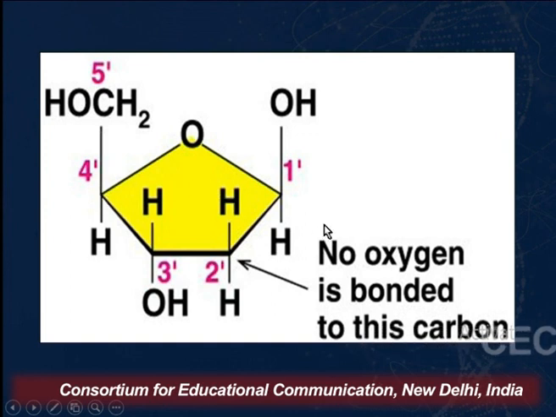When we look at this position in the molecule, the oxygen is not present here. That is, a hydroxyl group is not present here; it is only hydrogen. So this will not be able to undergo reaction with phosphoric acid. Phosphorylation will not take place here, and an ester bond cannot be formed here. So in this case, ester bond formation, that is phosphorylation, can take place only at two positions, that is C3 prime and C5 prime.